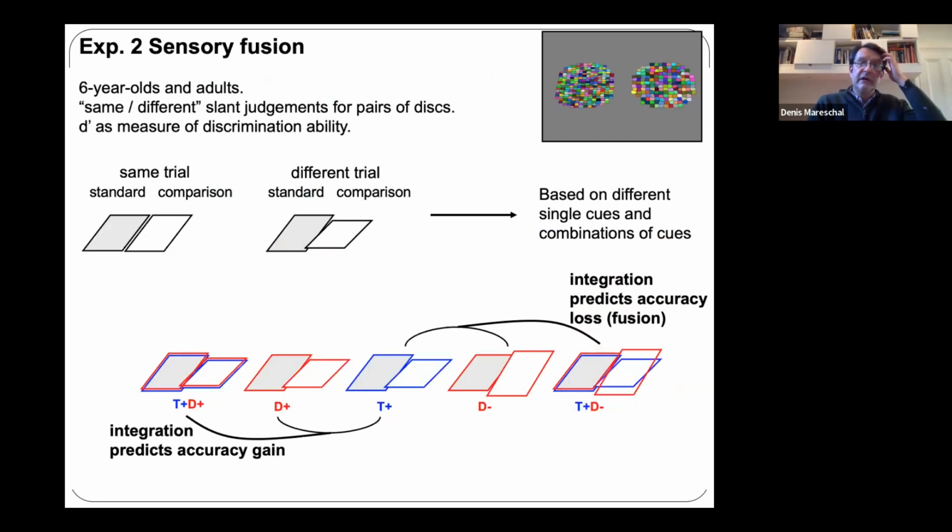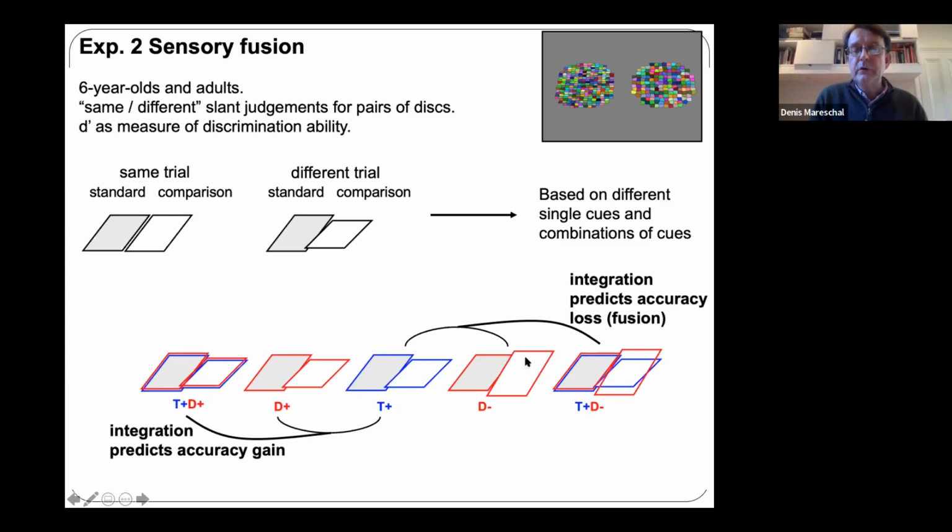So we tested this with some 6-year-olds and adults using a very similar task. Again, you have the binocular disparity glasses and the texture, and the kids are just making same-different judgments. They've got a standard on the left, and then on the right is the comparison, and they have to say same or different. And there are 6 different conditions. There's the 3 we saw before, where they had both consistent texture and disparity cues, only disparity, only texture. That's what we saw before.